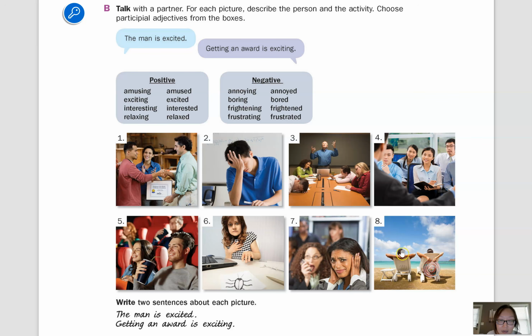Okay, and then number 8. The last one is relaxed and relaxing. So we can say the couple is relaxed, or the beach is relaxing, or you could even say taking a vacation on the beach is relaxing, or lying down on the sand is relaxing. So you can use activities, or you can use the place, like the beach is relaxing.